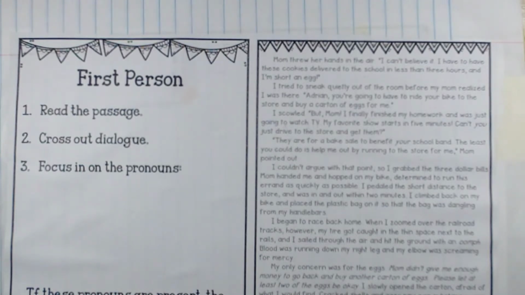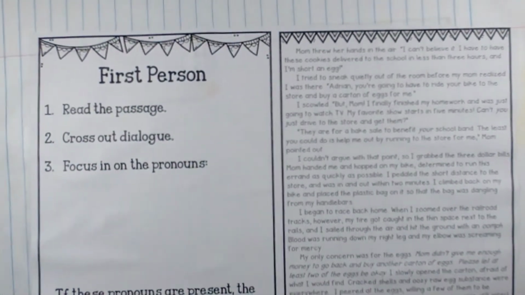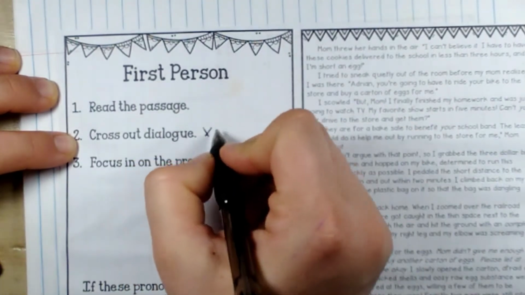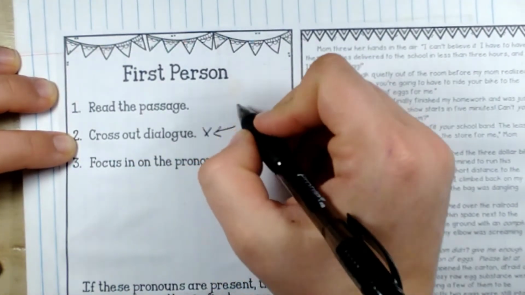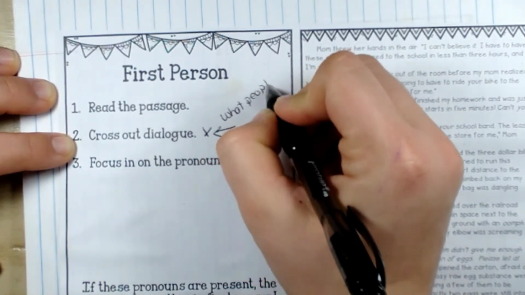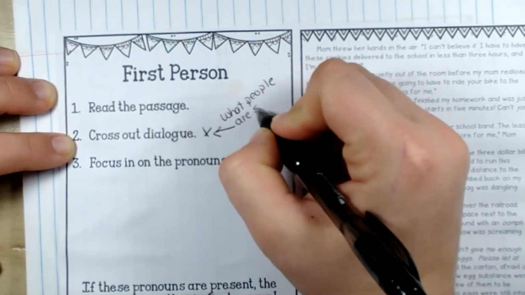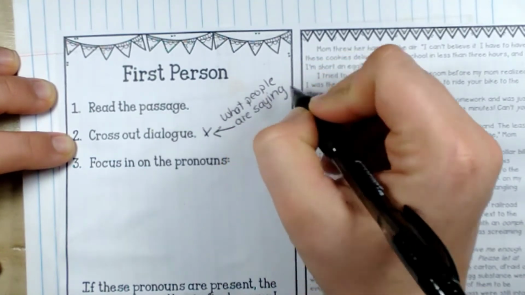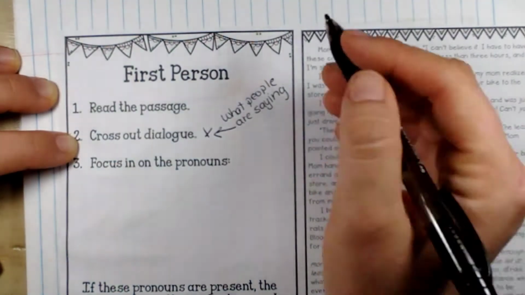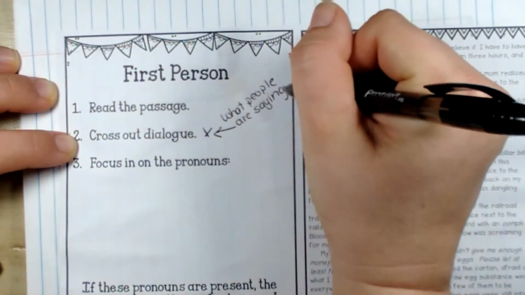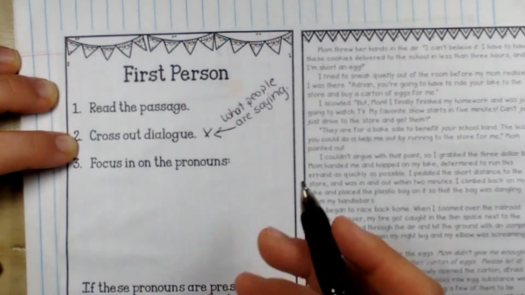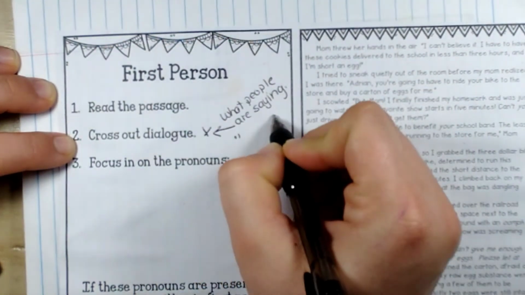So the first thing that we're going to do each time is we are going to read the passage. We are going to cross out dialogue. Now, dialogue is what people are saying. Now, why do I do that, Mrs. Ray? Because I care what the people are saying, but when I'm talking about the narrator, the narrator is telling me what is going on, not what the people are saying. The characters are saying that. I only want to know what the narrator is saying, which is not the dialogue, in quotes. So we're going to cross that out.